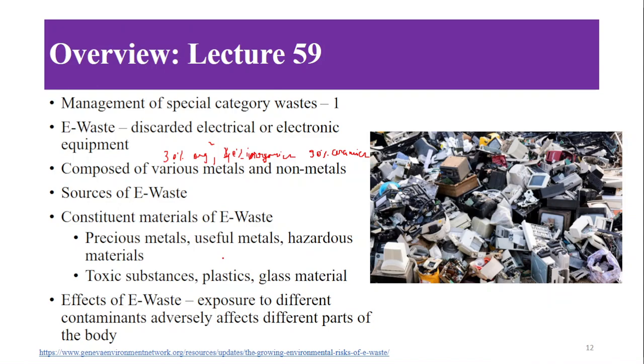The different effects of e-waste were discussed, and the exposure to these different harmful substances can affect different parts of the body, such as lead can affect the brain, mercury can affect a number of organs in our body, arsenic can affect adversely, and others such as dioxin can also be harmful for humans as well as animals.